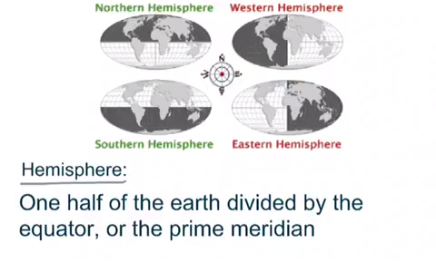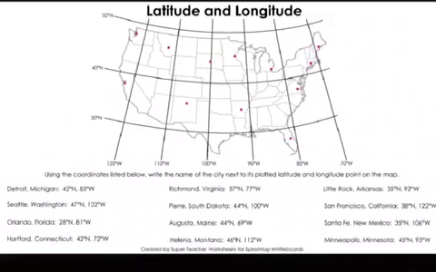Our next vocabulary word is going to be the word hemisphere. Hemisphere is 1/2 of the Earth divided by the equator or the prime meridian. Here we see all 4 different ways in which the Earth can be divided into hemispheres. In the green up here, we have the northern and the southern hemispheres. In the red, we see the western and the eastern hemispheres. We in Texas are located in the northern hemisphere, divided by the equator, and in the western hemisphere, divided by the prime meridian.